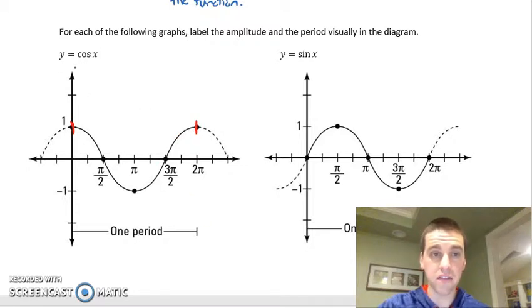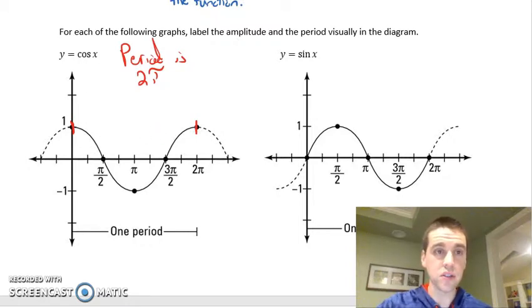The period of this graph is 2 pi. It took 2 pi to go all the way around. Why does that make sense? There's 2 pi radians in one circle. That's how long it takes for one full cycle to be completed for a cosine curve. The amplitude. Let's look at amplitude. The distance from the midline, well, this is the midline, to either its max or min. Well, the maximum is 1, so the amplitude here is 1.